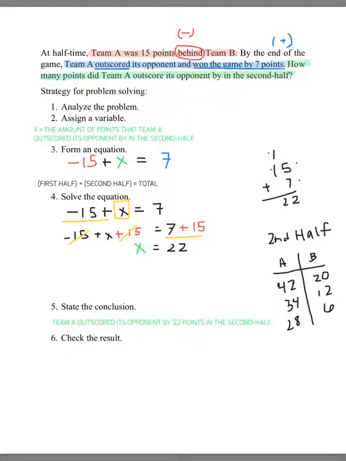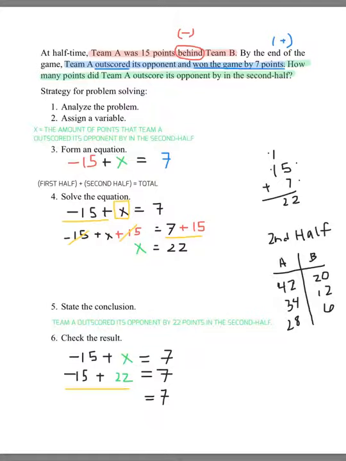So again, when checking the result, you want to start off with the original equation found in step 3. So we'll have negative 15 plus x is equal to 7. However, we know the numerical value of x. We know x is equal to 22. So we'll go ahead and substitute that in. And we're still going to have a 7 on the right. So all we need to do here is simplify the negative 15 plus the 22. And that's because 7 is already simplified on the right hand side.